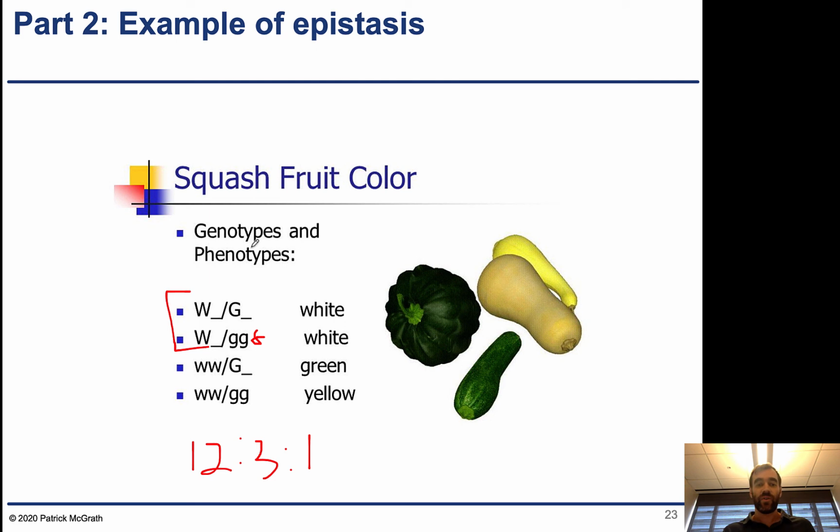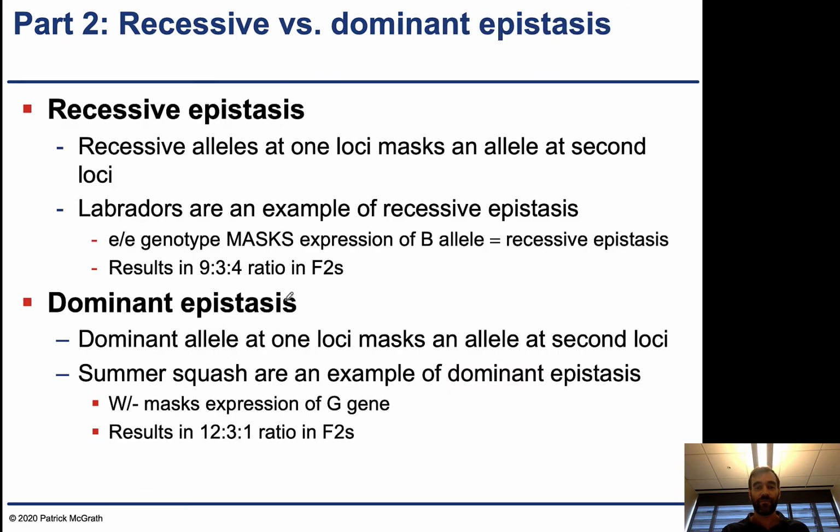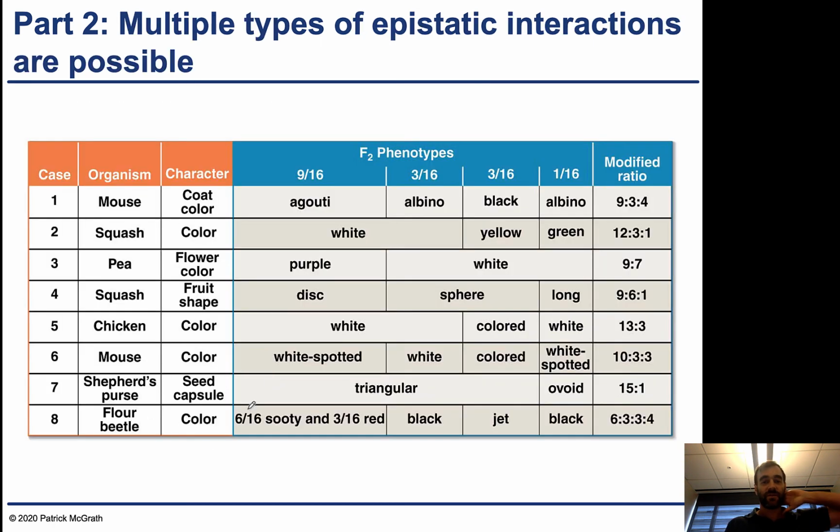The squash are an example of dominant epistasis. So as long as you have a dominant allele of the W gene, it does not matter at all what your genotype is of the G gene. All of the 3 combinations of genotypes are all the same. And so again, this is an example of masking the effect of a second gene, and this is called dominant epistasis. These are typically just recognized by the ratio. If you see a 9 to 3 to 4 ratio, then you're going to expect that it's probably recessive epistasis. If you see a 12 to 3 to 1 ratio, then this is an example of dominant epistasis.